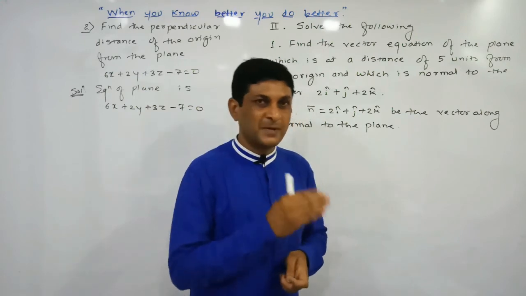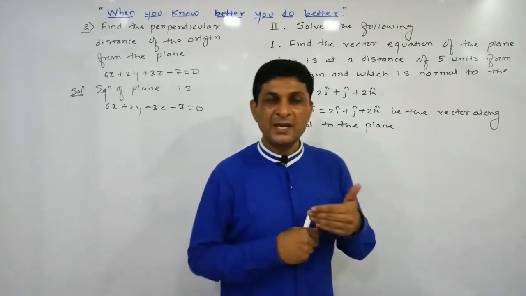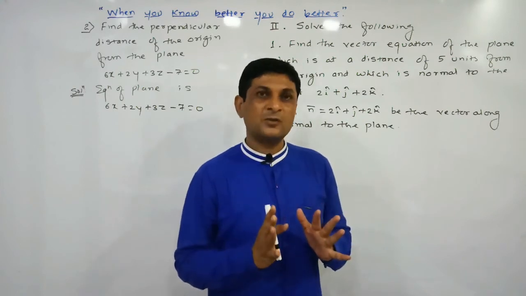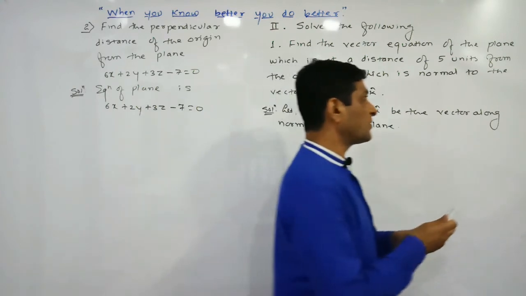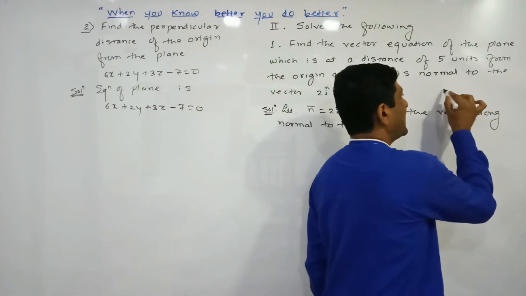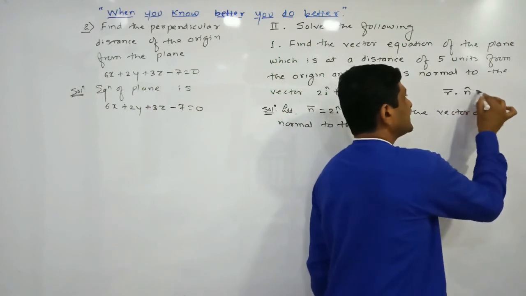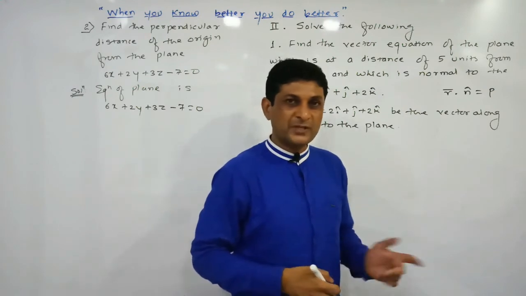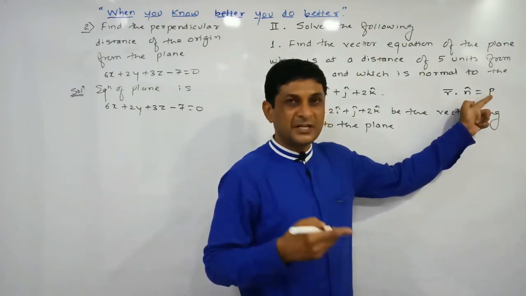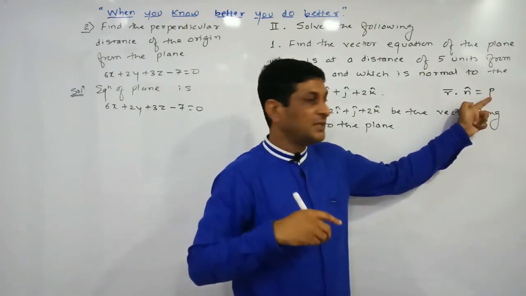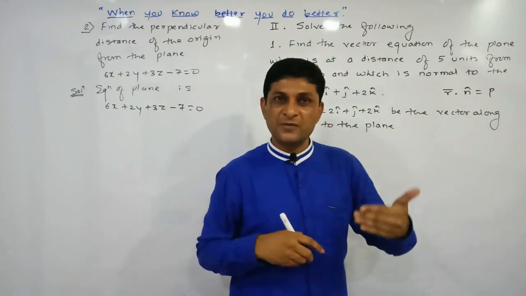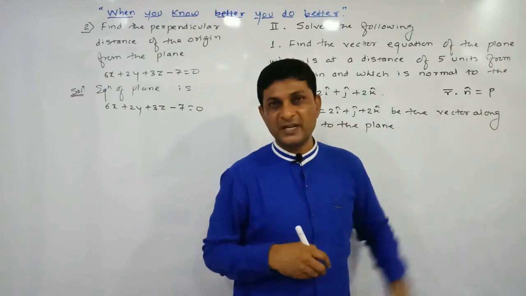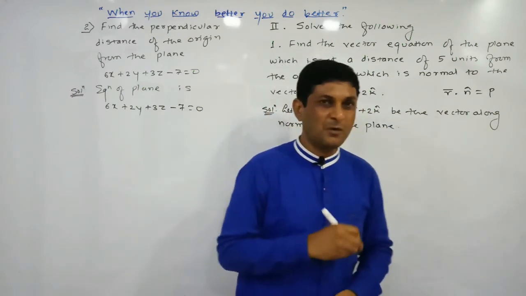If the distance of the plane from the origin is given to us, then to find the equation of the plane we apply what? The normal form. And what is the normal form? r bar dot n cap is equal to p. Applying this formula we are able to find the equation of the plane, where p is the distance of the plane from the origin and n cap is the unit vector along the normal. If these two values are known to us, we will get our required vector equation of the plane.